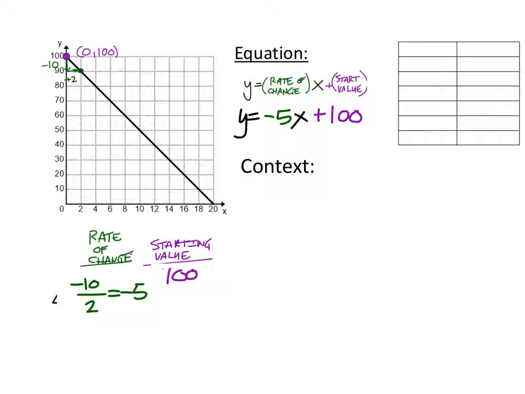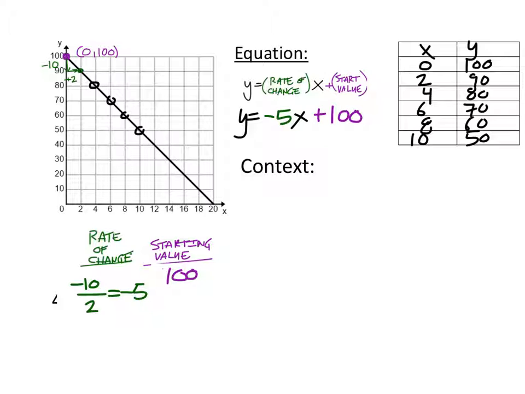From here we can do the table, and I know x is going on the left and y is on the right. If I start with 0, 100, which is the starting value, then the next one was at, when the x is 2, then the y is 90, so 4, y is 80, x is 6, y is 70, x is 8, y is 60, and finally x is 10, y is 50. And I'm just identifying the ordered pairs of these points.